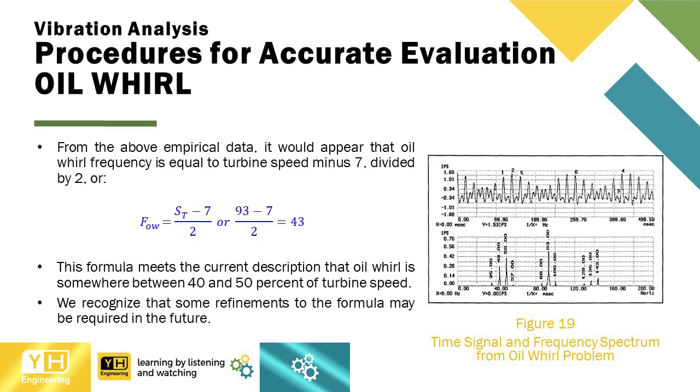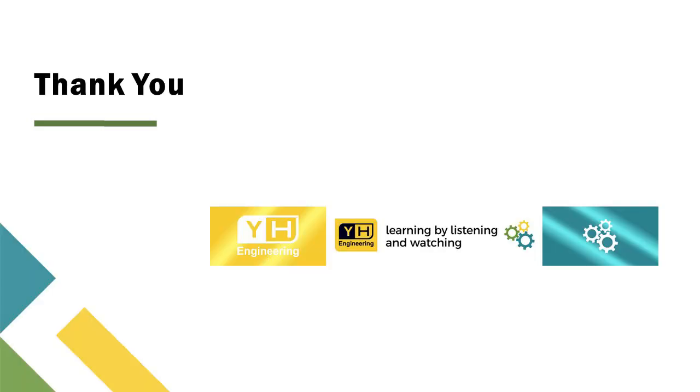From the above empirical data, it would appear that oil whirl frequency is equal to turbine speed minus 7, divided by 2. That is, oil whirl frequency equals (93 minus 7) divided by 2, which equals 43. This formula meets the current description that oil whirl is somewhere between 40 and 50% of turbine speed. We recognize that some refinements to the formula may be required in the future. Thank you.